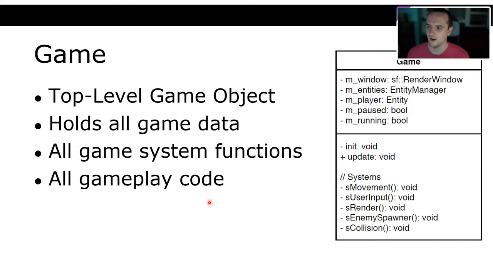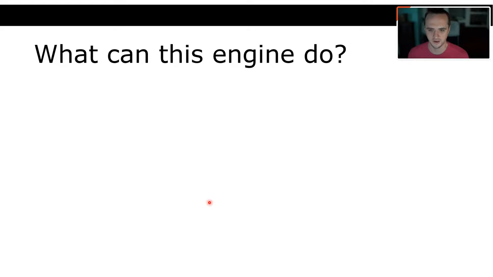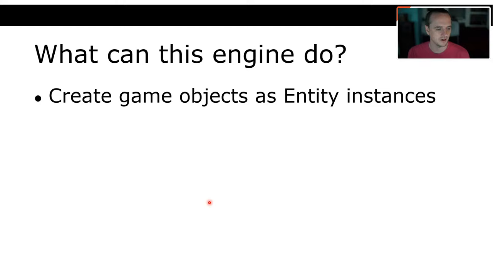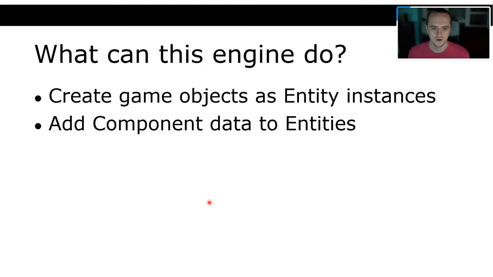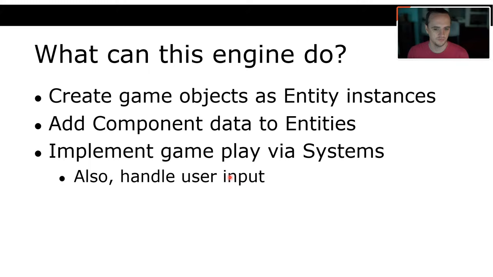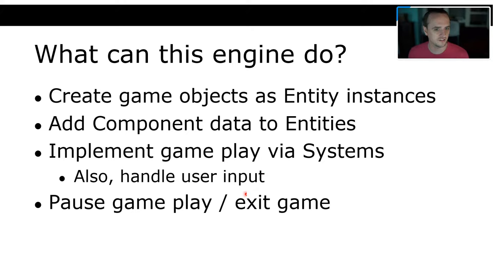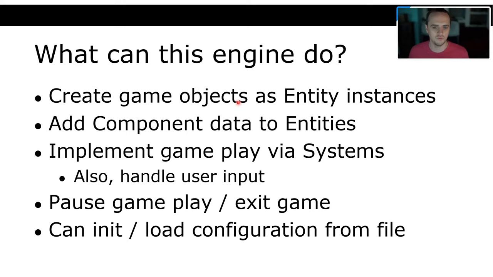Now, what could this game engine do? Like, what could we actually do with that game engine? Well, we can create game objects as entity instances, right? So we can call the entity manager and say, give us a new entity or delete this entity. We could add component data to the entities. So we could say, you know, give this one a lifespan or make this one move around or whatever. We could implement our gameplay via systems, and we could also handle user input. We could pause and play or exit the game. And we could initialize the game from a configuration file, right? So already in assignment 2, we had a pretty powerful little game engine going for us.